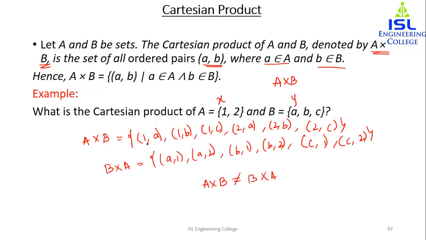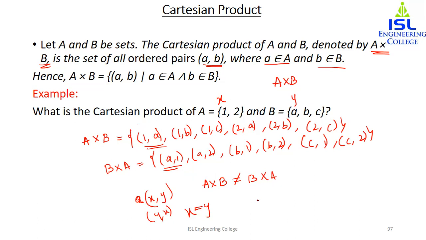Why? Because in the case of ordered pairs, the order is very, very important. If we have an ordered pair x comma y, then x should be equal to y; then only x comma y and y comma x will be equal. Over here, we have x equal to 1, y equal to a in the first case, and x equal to a and y equal to 1 in the second case. So that is the reason A cross B and B cross A are not equal.